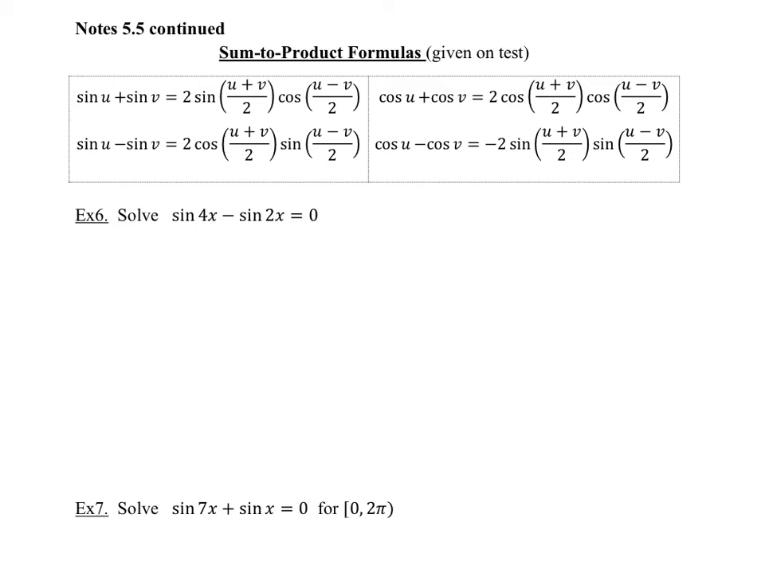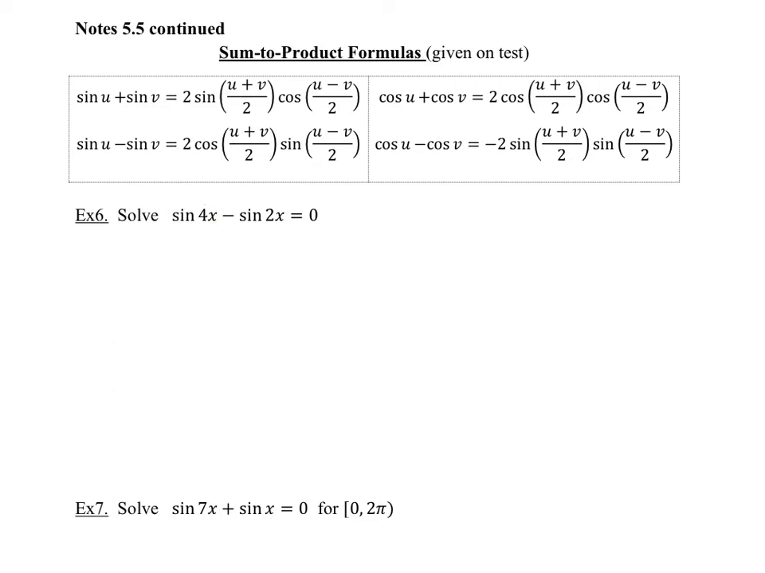Okay, this is a continuation of section 5.5, and these will be the last new formulas we learn for chapter 5 on trig. These will be given to you on the test. These are called the sum to product formulas. It's when you have the sine of something plus the sine of something, or the cosine of something and the cosine of something, and the u and the v don't match.